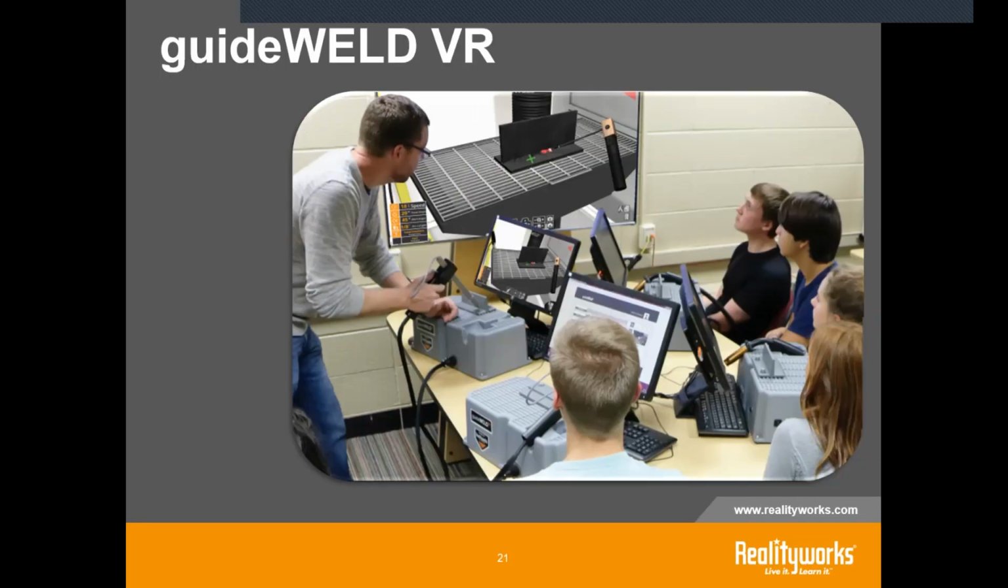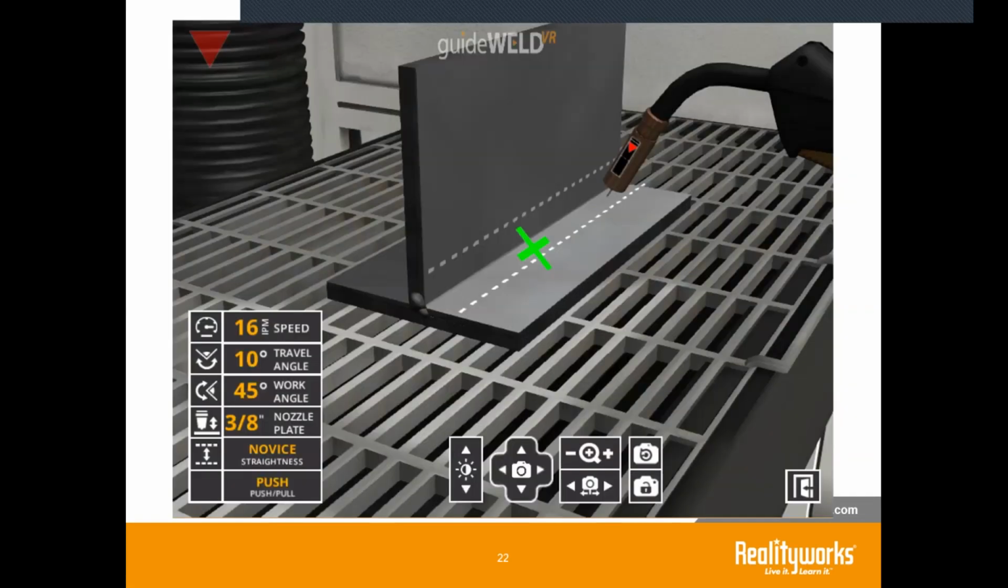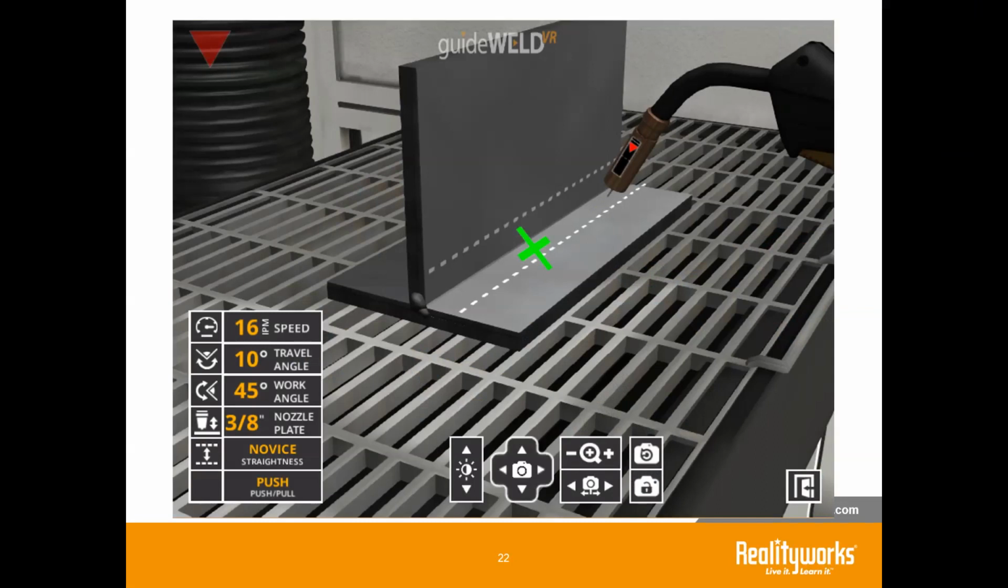So I'm going to talk a few minutes here just about some of our welding products. We have our Guideweld VR. This is a welding simulator. It hooks right up to the computers that you have and then shows on the screen. In this case, in the virtual world, it has guides, hence the name Guideweld. As you weld, it guides you through whether you are using the correct welding speed, travel angle, work angle, nozzle plate, and straightness, and then you can do a push or a pull depending on what your needs are.